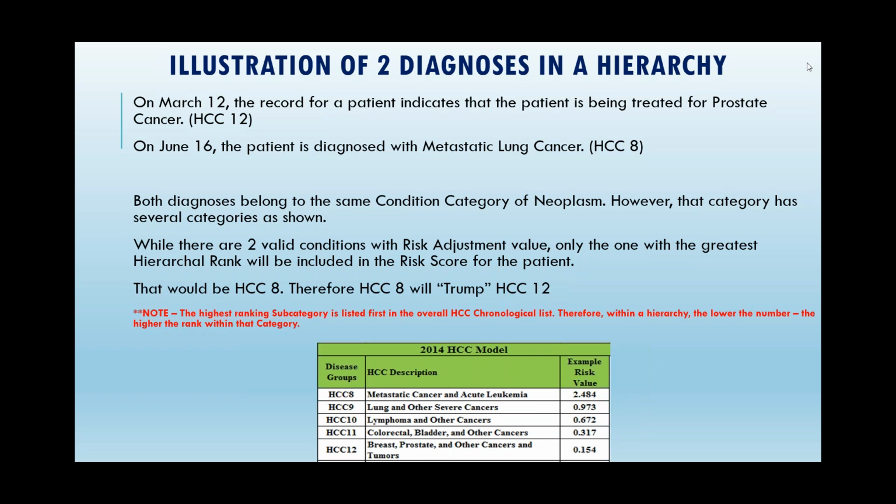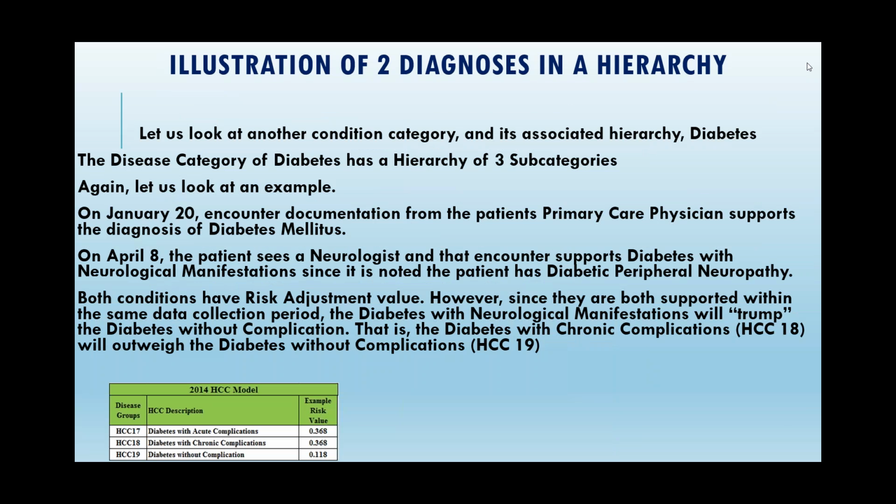Note, the highest ranking subcategory is listed first in the overall HCC chronological list. Therefore, within a hierarchy, the lower the number, the higher the rank within that category. Again, HCC 8 comes first chronologically and trumps HCC 12. Let's take a look at another condition category and its associated hierarchy, and that would be diabetes. The disease category of diabetes has a hierarchy of 3 subcategories. And again, let's look at an example.